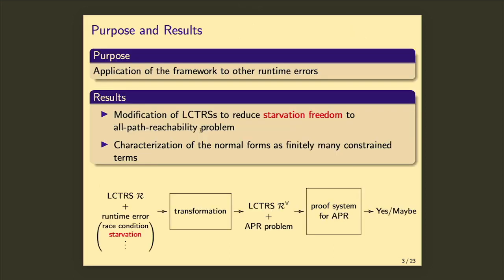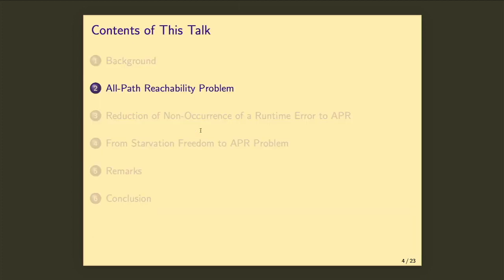So our purpose is to apply the framework to other runtime errors. And we have two results. The first is the modification of LCTRS to reduce starvation freedom to the all-path reachability problem. And second is characterization of the normal forms as finitely many constraint terms. So the first topic is about the all-path reachability problem.